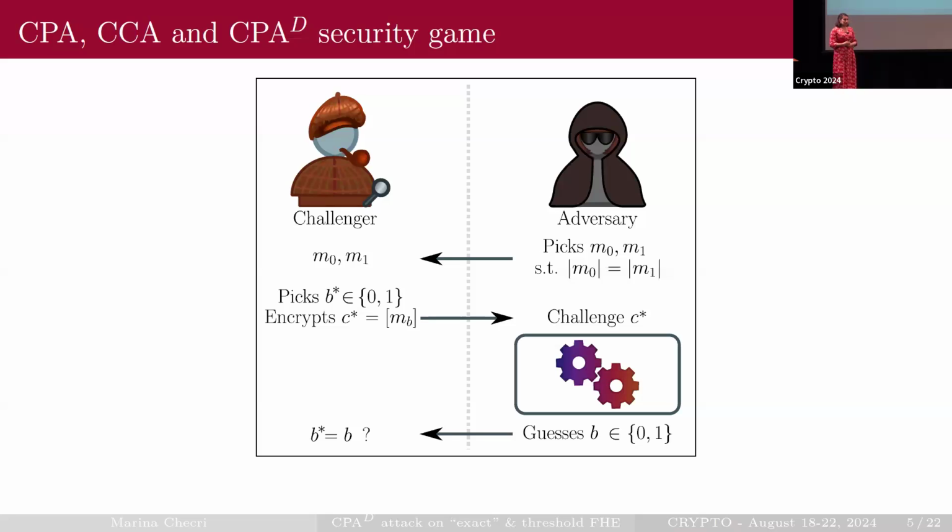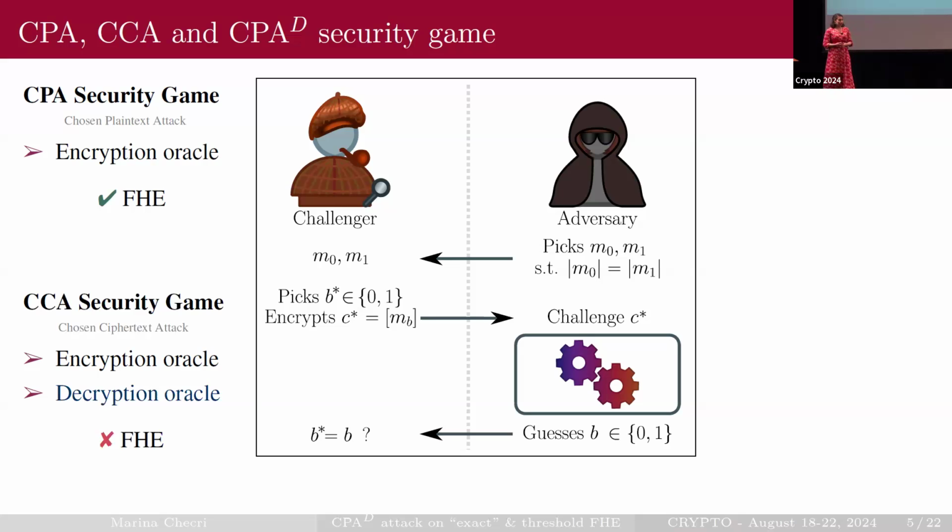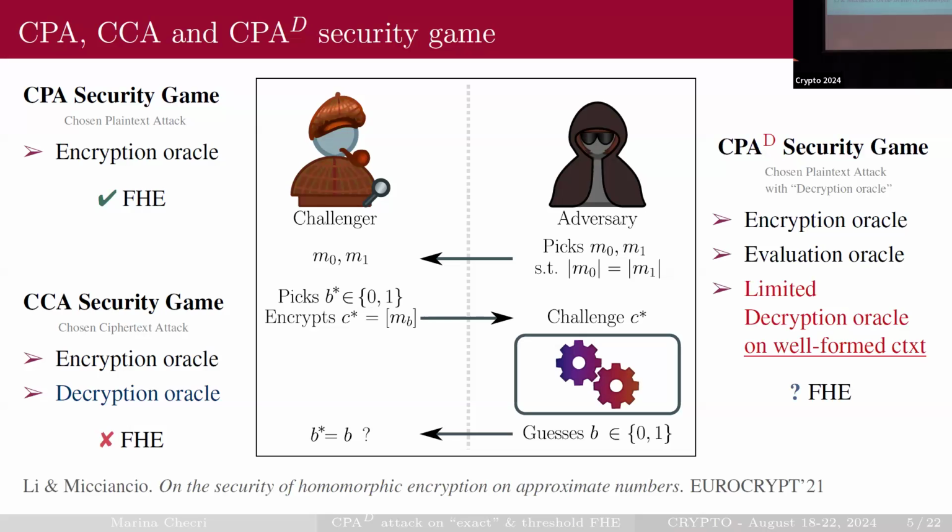All used FHE schemes are proven secure against CPA adversaries who have only access to an encryption oracle. And all are easily broken by a CCA1 adversary, so do not speak even about CCA2 because of malleability. So FHE is at risk as soon as an attacker is granted access to a decryption oracle. But what if this decryption oracle is a very limited one? This is what occurs in CPAD security, introduced in 2021 by Li and Micciancio to model passive adversaries against FHE.